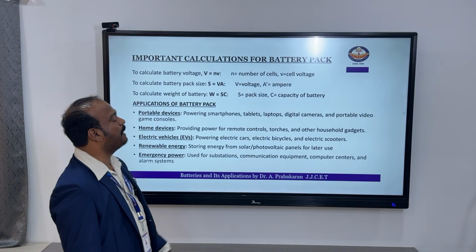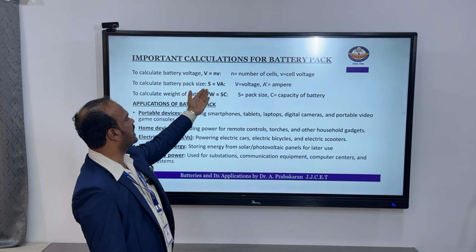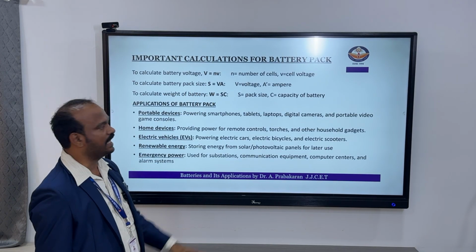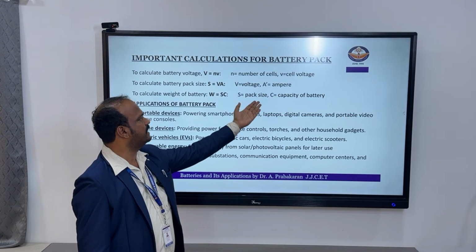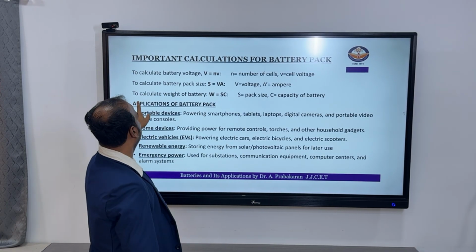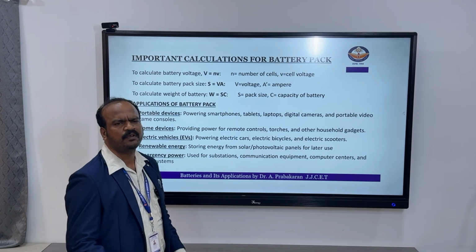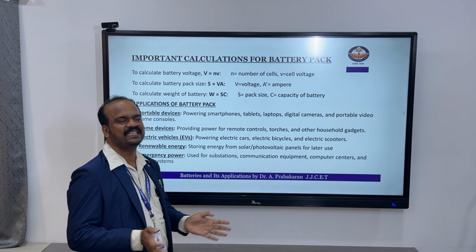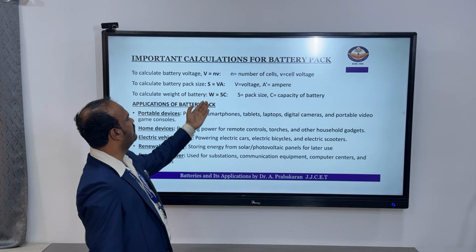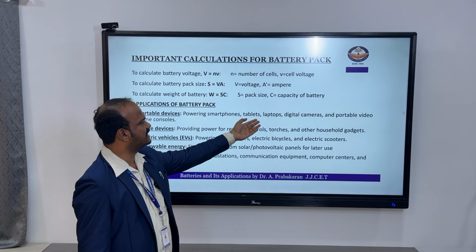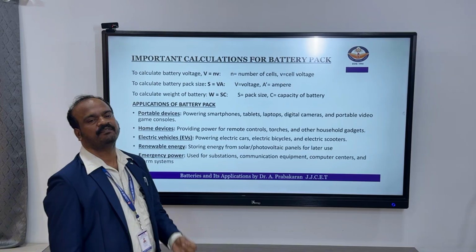To calculate the battery backup size, it is nothing but size equal to VA, capital V and capital A. V is the voltage and A is the ampere, the unit. To calculate the weight of the battery, whenever the pack size increases, what about the weight? Weight is equal to SC, where SC equals pack size and S is the capacity of the battery.